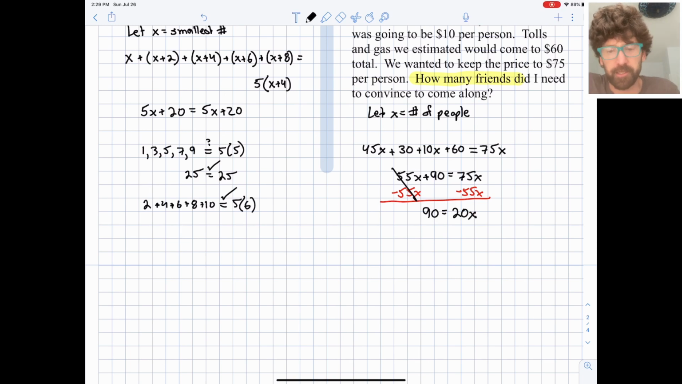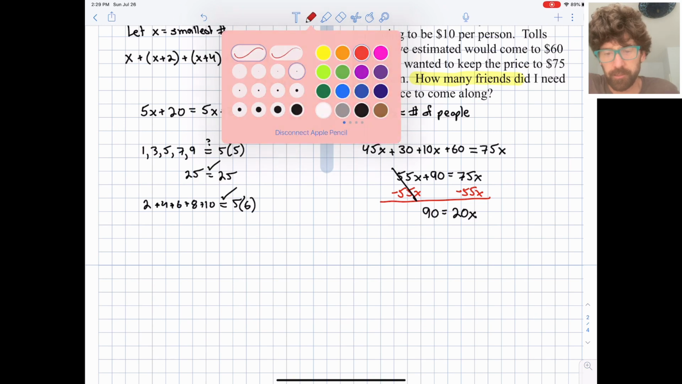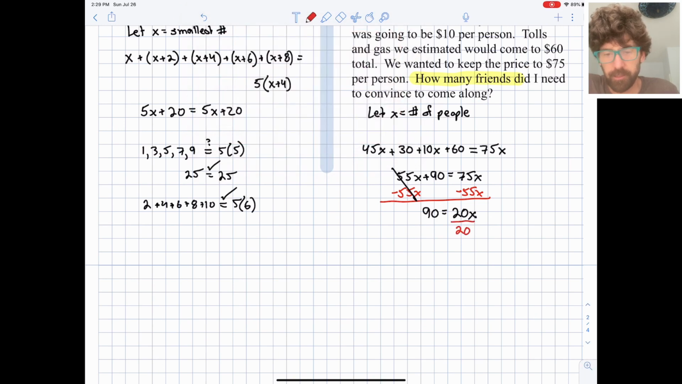And we can divide both sides by 20. And I already am thinking, am I going to get a decimal number of people, a non-integer number of people? Let's see what happens. So we have x is equal to 90 over 20, which is 4.5. Okay, so I need 4.5 total people. So let's not deal with half people. Let's bump it up to 5 and make it a little bit better.